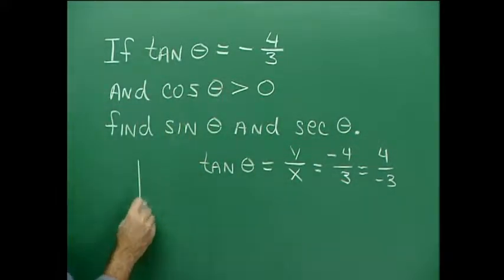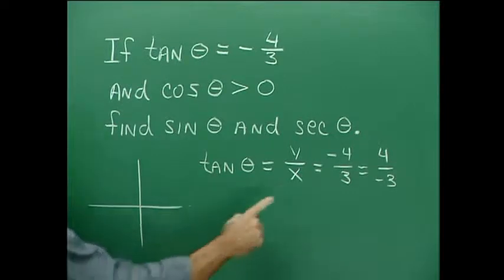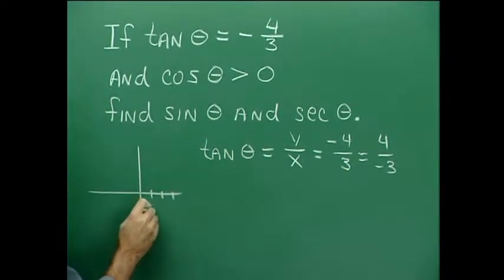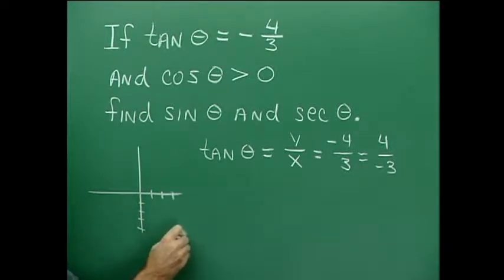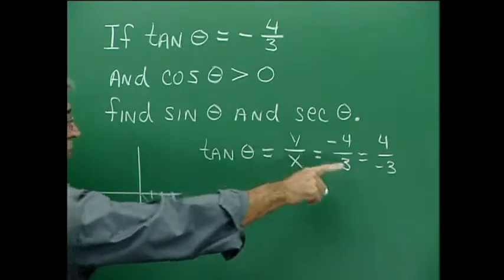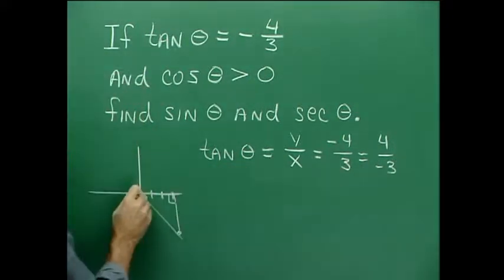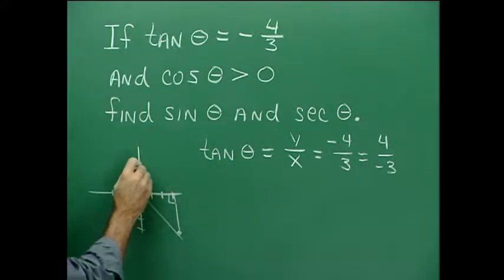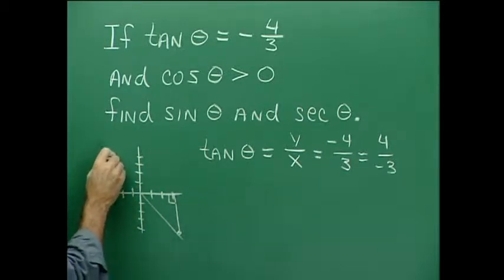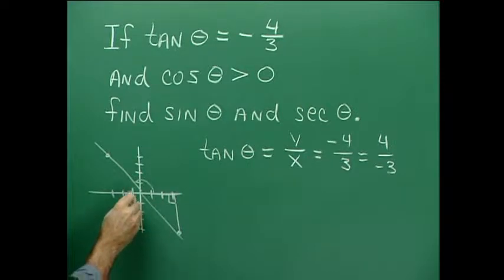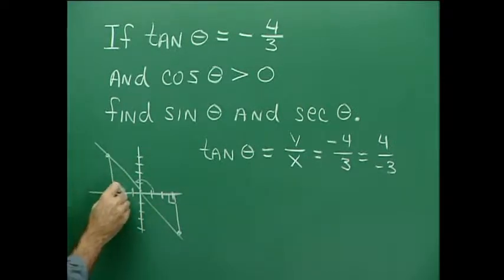We could have a y of negative 4 and an x of 3. That's an x of 1, 2, 3, and a y of negative 4. So it could be in here for our reference triangle. Or it could be 4 over negative 3. The negative 3 is the x, so x is negative 3, and y is 4, so it could be here. Maybe this is our angle, and this is our reference triangle. Which one is it?